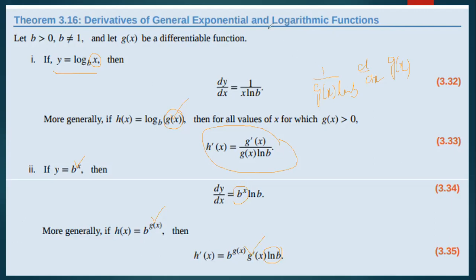Again, I have to elaborate here. Just give me one minute. When y equals log base b of x, the derivative of y will be written as 1 upon x log b. In the second case, when y equals b power x, the derivative of y will be b to the power x log of b.